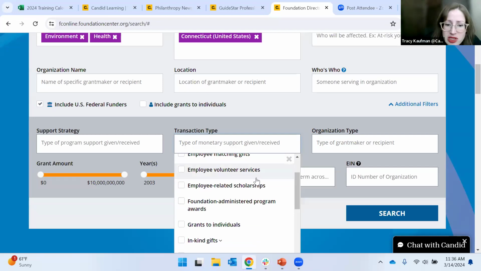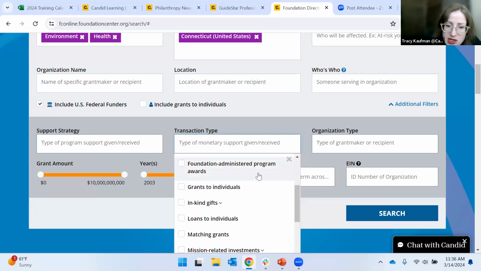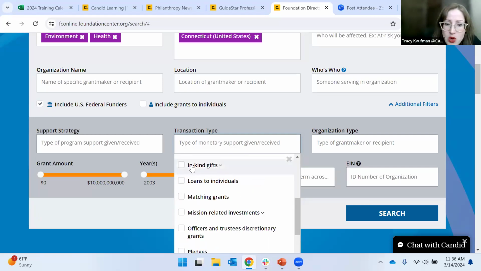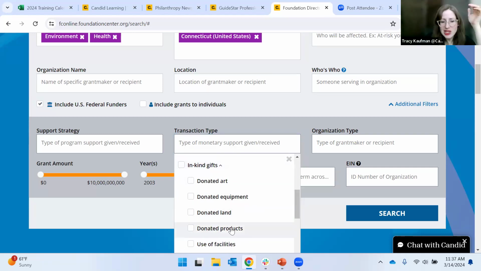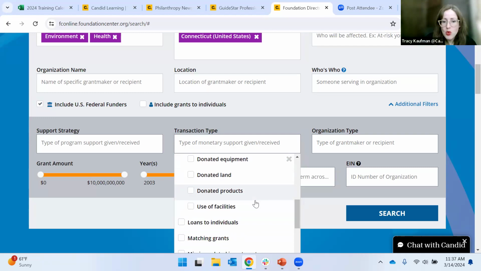This will be stuff that is just not necessarily a regular grant. So for instance, in-kind gifts, you could look under here and be like, oh yeah, donated products, there it is. Or maybe you want to use space that you don't necessarily have to go out there and pay for. Use of facilities, if a company is going to let you use their boardroom for something, for instance.